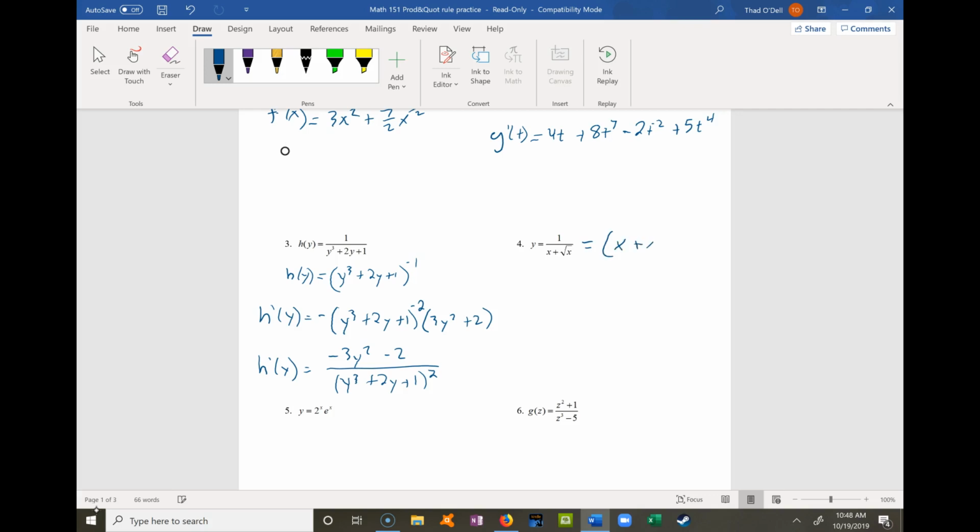Start by saying x plus x to the 1/2 raised to -1 power. So then y prime is going to be -1 times x plus x to the 1/2 to the -2 power times the derivative of x, which is 1, and times the derivative of x to the 1/2, which is 1/2 x to the -1/2. So once again, distribute that negative, so I get negative 1 minus 1/2 x to the negative 1/2, all on top, and x plus x to the 1/2 squared on the bottom.